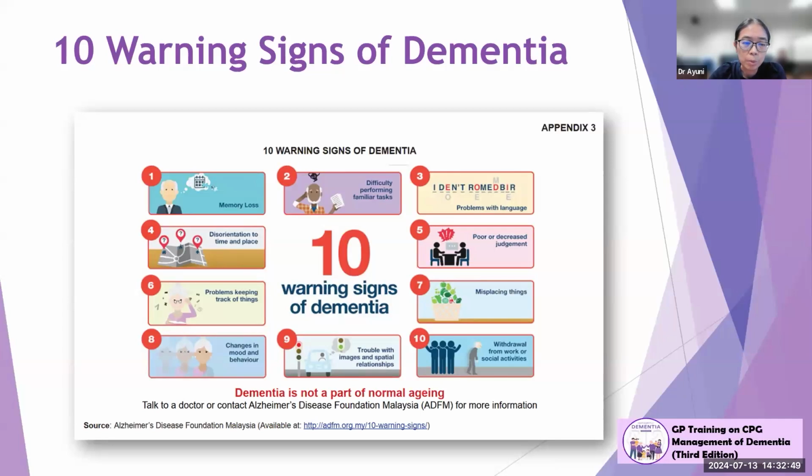Number 6 is problem keeping track of things. So for us, for example, now you're attending a CME, you need to keep track of the topics and what we say. So when you engage in a conversation, you need to keep track of what the conversation is so that you can join the conversation. So dementia patients have problems keeping track of all these things.